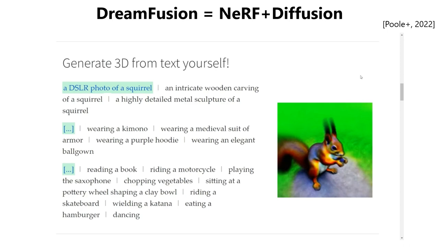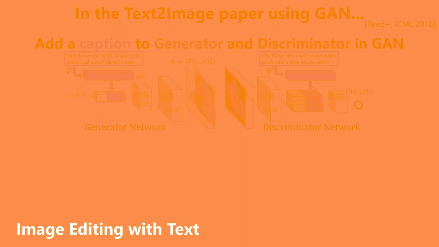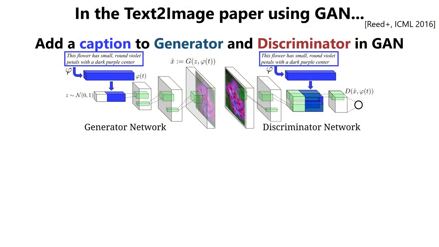The fourth cluster is research to output a new image from the input image and text. Here, I would like to introduce image editing with text. Earlier, I introduced a research paper that used the GAN to generate images from text. In fact, in that paper, there is also an example of further editing of image content with text.